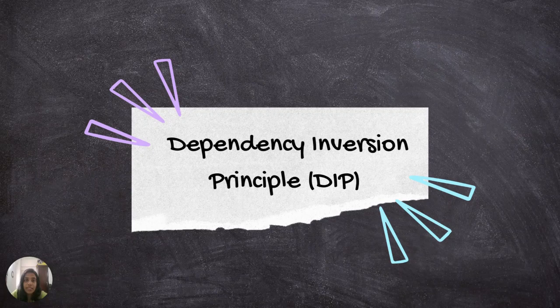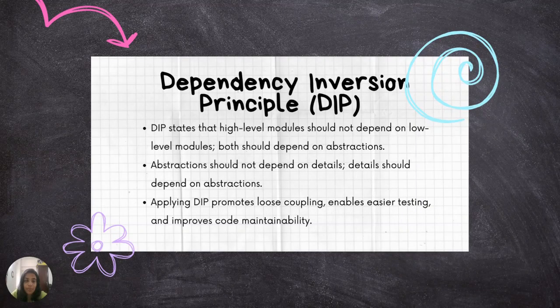Now let us discuss the last principle called the Dependency Inversion Principle. The D stands for Dependency Inversion Principle. It states that high-level modules should not depend on low-level modules. Both should depend on abstraction. Abstraction should not depend on details, rather details should depend on abstraction. Applying the Dependency Inversion Principle promotes loose coupling, enables easier testing, and improves the code maintainability.